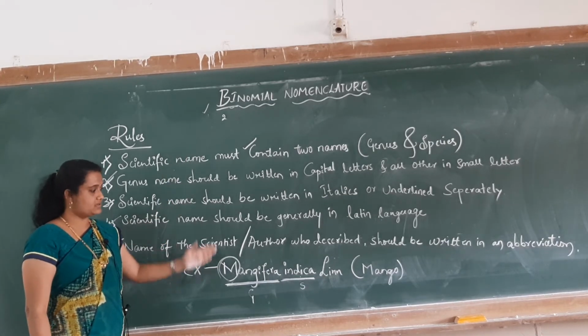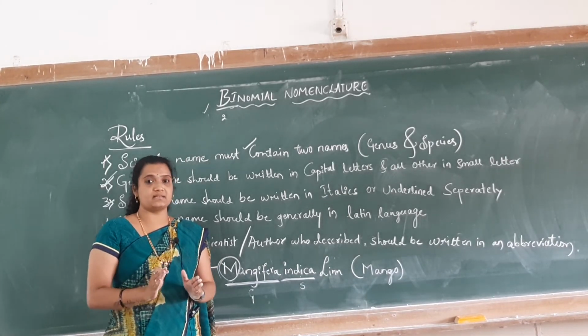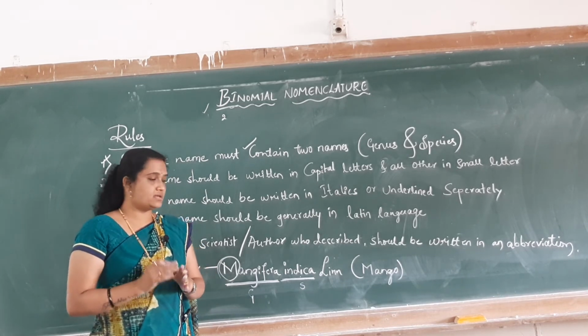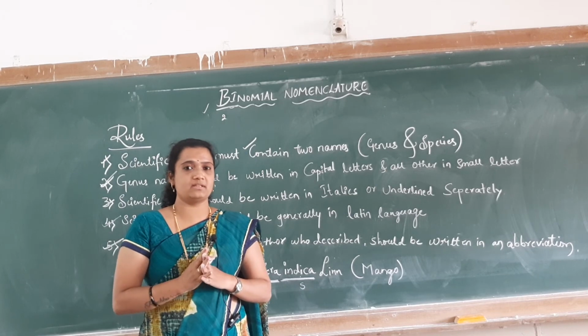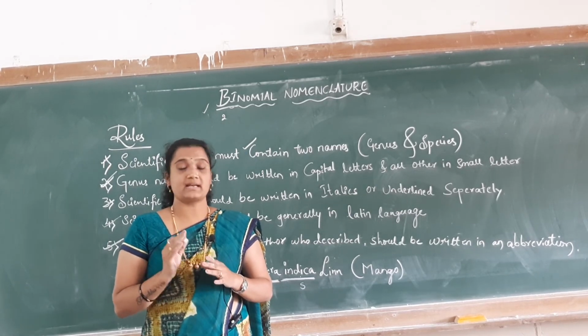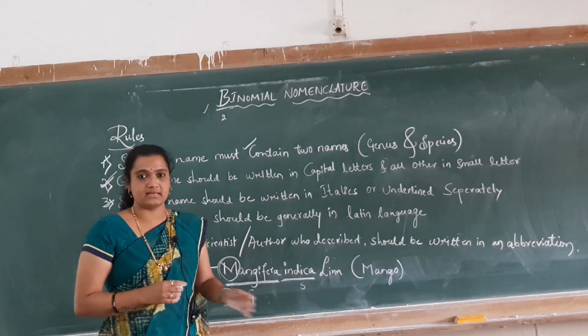These are the 5 rules of binomial nomenclature which will be asked in the exam. In the next class, let us begin with the classification of animals. I hope these points are clear. Thank you.